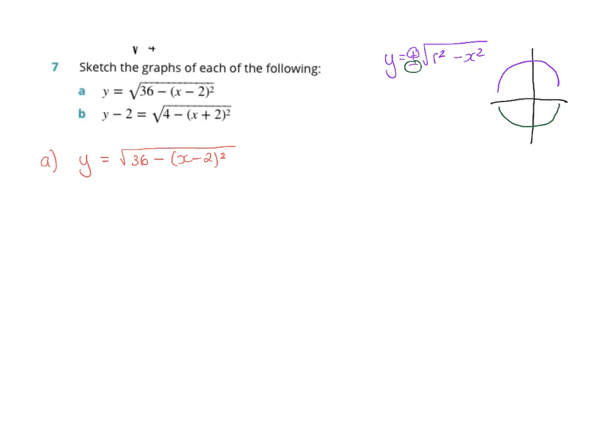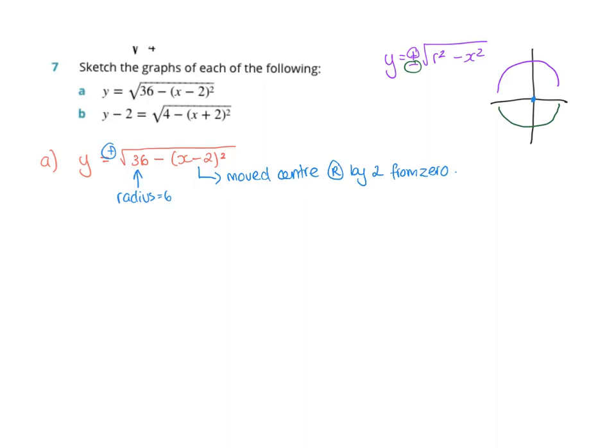Alright, so let's have a look at the one they've given me. y equals the square root of 36 minus (x minus 2) squared. You can see here that 36 is actually 6 squared, so you know the radius equals 6. Now, because there's a positive outside, we know it'll be in the top two quadrants of the graph. And this minus 2 means it's moved the center of the circle to the right by 2 from 0, because normally the center's at 0.